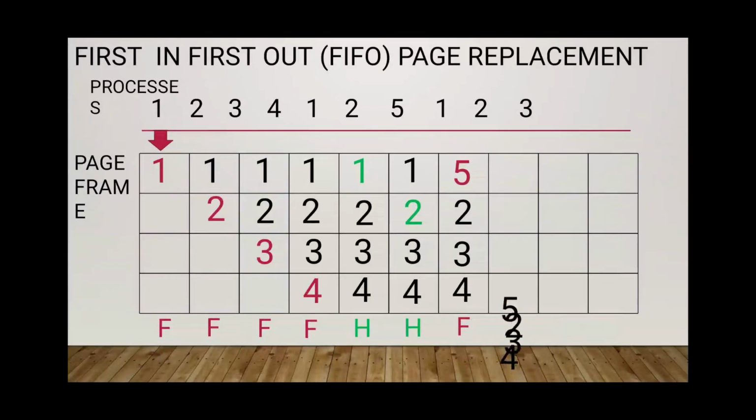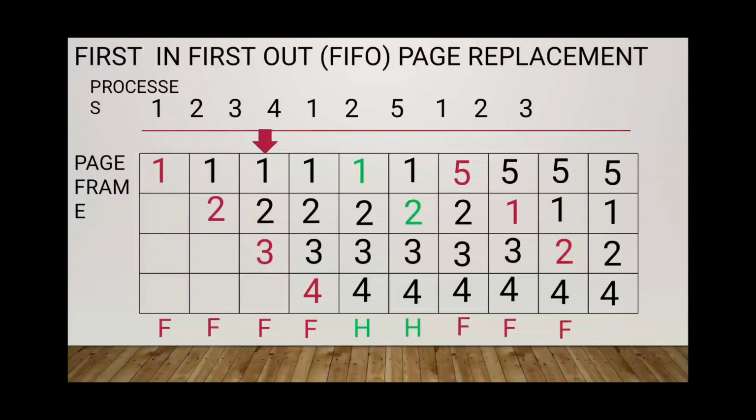The next is 1. If we take a look at that column, 2 is the next page that came in. So 2 will be replaced with page 1. So a fault occurs. The next one is 2. If we take a look at the column, page 3 is the next that came first. So page 3 will be removed, then replaced with page 2. Then a fault occurs. And lastly is page 3.